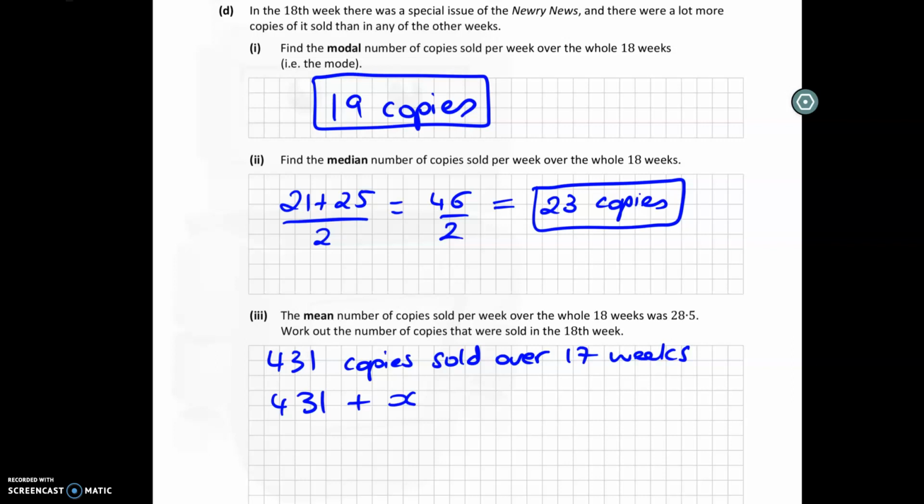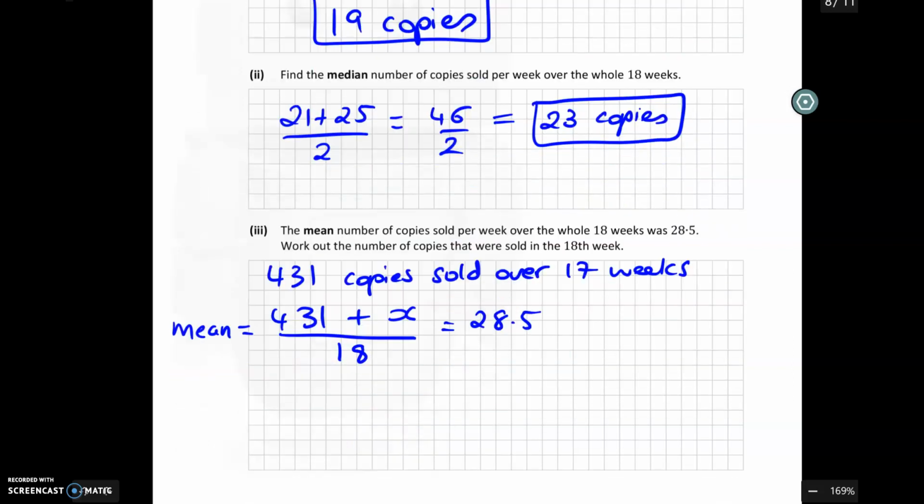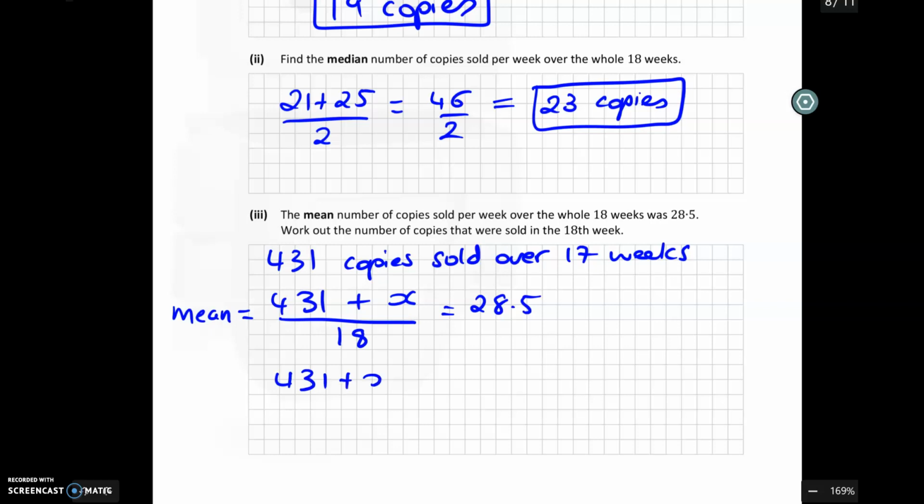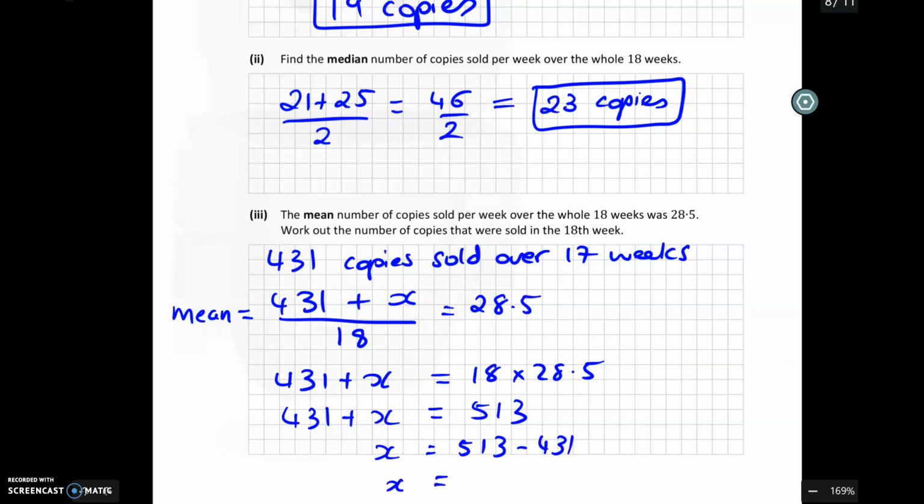But we know that if we divide that sum by 18, we get the mean, don't we? So the mean is 28.5. Okay? So 431 plus X is equal to, we're going to multiply both sides by 18. So 431 plus X is equal to 513. So take away 431. So X is equal to 82 copies.